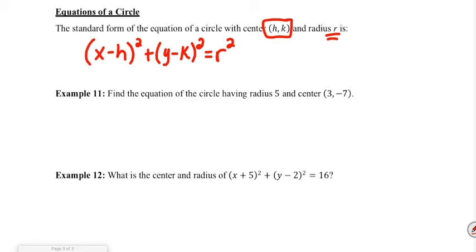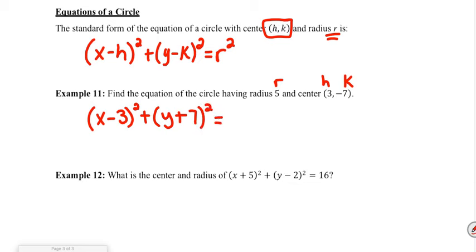In example number 10, we want to write the equation of a circle having a radius of 5. So I know this is my r value. And center is 3, -7. So this is an h and this is a k because that's the center of the circle. So using that formula that's written above, this equation is going to look like x minus 3 squared, y minus the -7, so that would change to a plus, and that equals 5 squared, which will give me 25, and that's the equation of that circle.